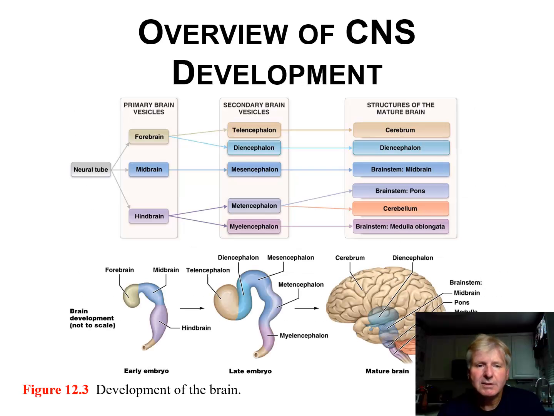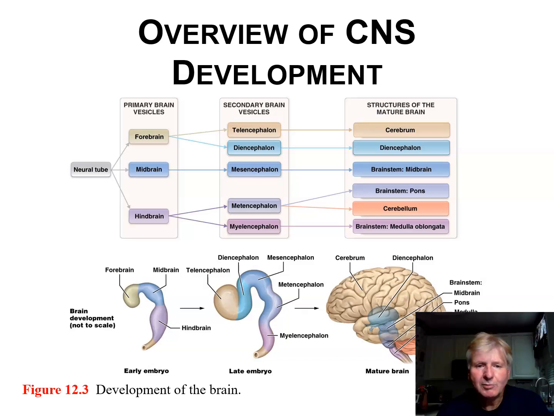So this is how the neural tube develops in the very early embryo into the 3 primary brain vesicles: the forebrain, midbrain, and hindbrain. Secondary vesicles develop from the 3 primary vesicles. Forebrain becomes the telencephalon and diencephalon. Telencephalon then becomes the cerebrum in the adult. The diencephalon will keep its name in the adult brain. The mesencephalon is derived from the midbrain.